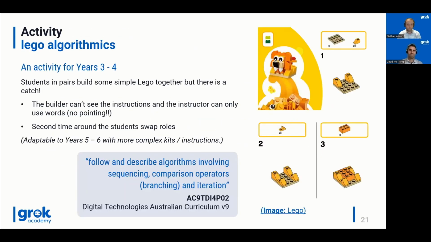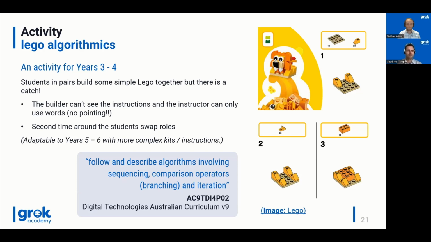Thanks, Nathan. Yeah, there's an activity called Lego Algorithmics. I have run this in the classroom a few times, and I know that kids love it. It's a great activity for getting them to follow along and describe algorithms. It's great for grade 3 and 4. You could also use this for grade 5 and 6 with more complex Lego kits and instructions.